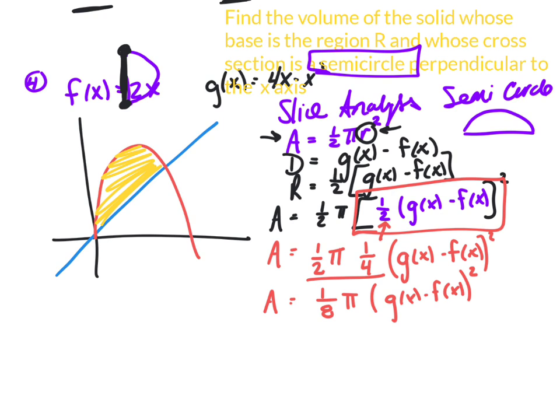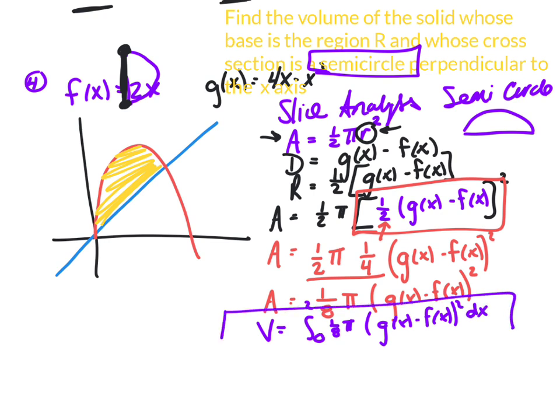So when I go to slap volume on there, don't forget volume is the integral. We're going to add up all those pieces. That's what an integral does. From 0 to 2 of 1/8 pi times g of x minus f of x squared dx. So again, take your time with that slice analysis in the semicircle. Don't skip steps.